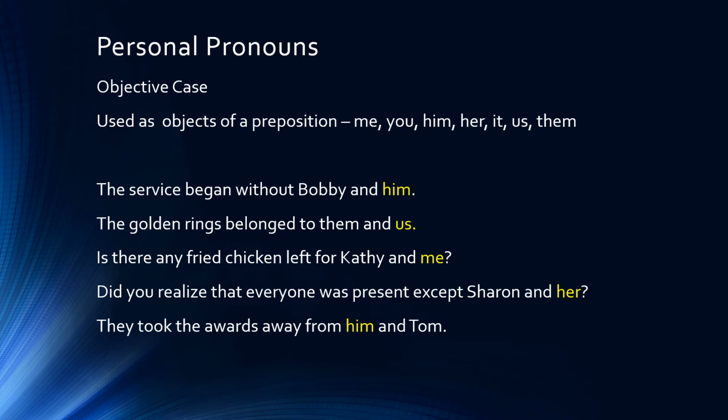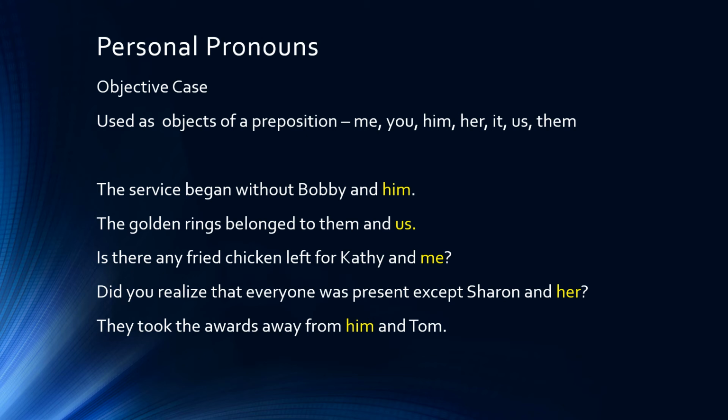Now the objective case used as objects of a preposition. And again, these objective case pronouns are me, you, him, her, it, us, and them. The service began without Bobby and him. The preposition is without. Without him. And in this sentence the object is compound, Bobby and him. But again, the pronoun is in the objective case, and it's serving as the object of the preposition without.